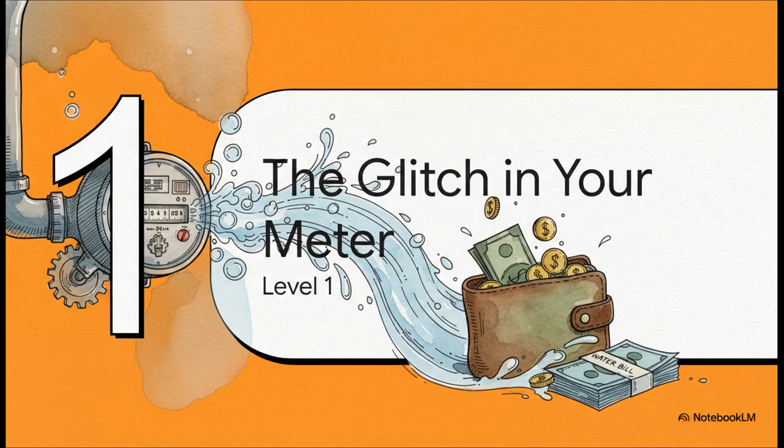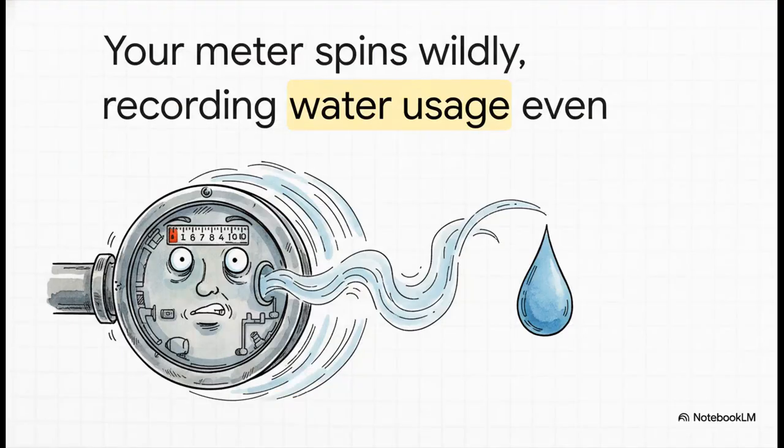Okay, level 1. It is time to put a name to this problem. Because this isn't just some faulty meter acting up. Nope. This is a well-known phenomenon, and it has a very specific cause and a major effect on your wallet. So this glitch, it has a name: meter overspin.